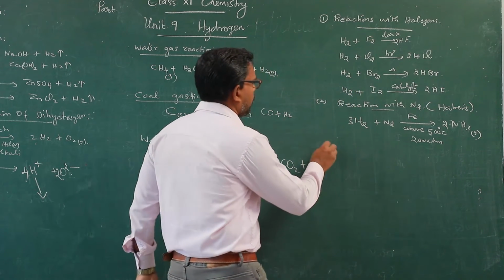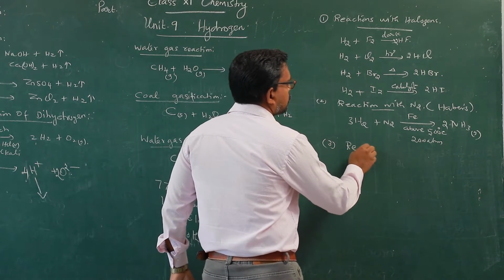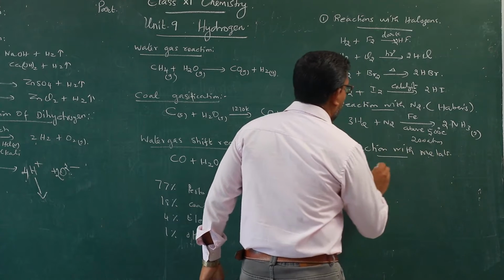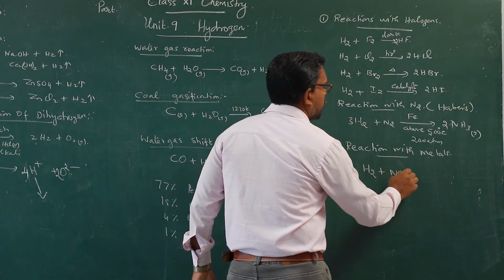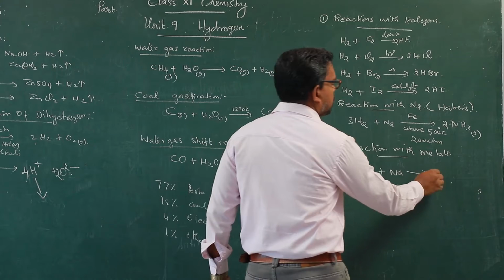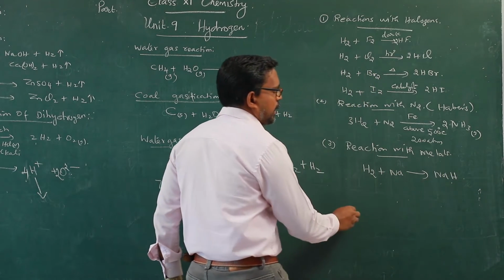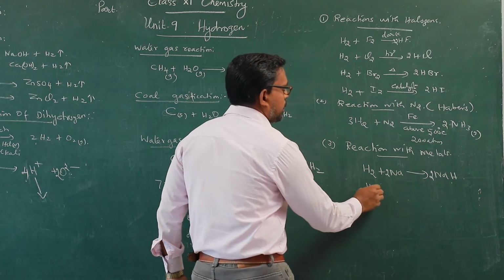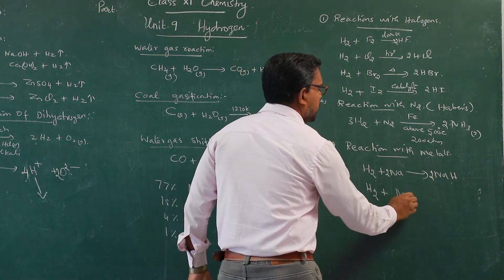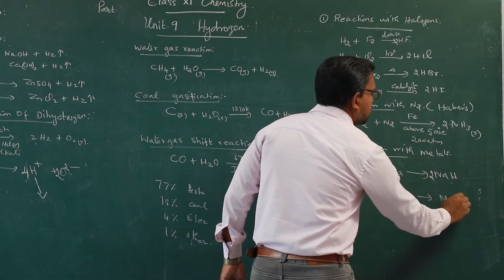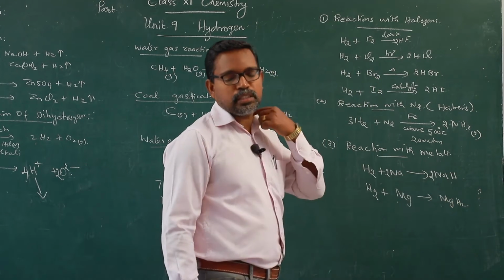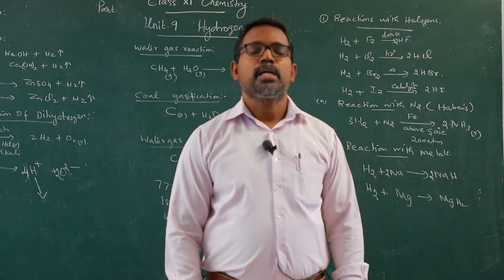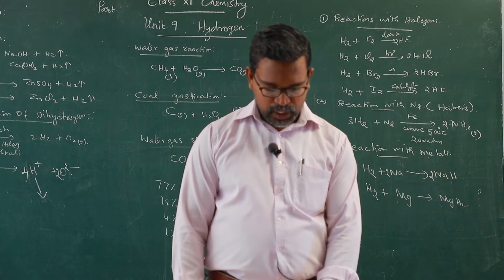Reaction with metals. Hydrogen reacts with electropositive metals like sodium to give sodium hydride, a metal hydride. Hydrogen reacts with magnesium to give magnesium hydride. These are some important chemical reactions of hydrogen.